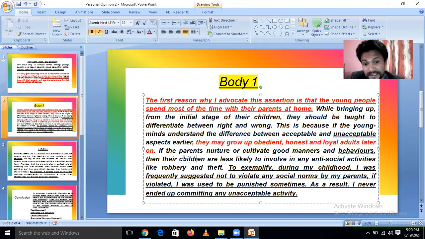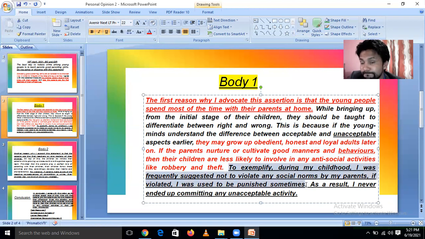Now, let's again explain. If the parents nurture or cultivate good manners and behaviors, then the children are less likely to get involved in any antisocial activities like robbery and theft if they are taught. So, an if sentence here. Now, you need to again explain or give evidence or an example.